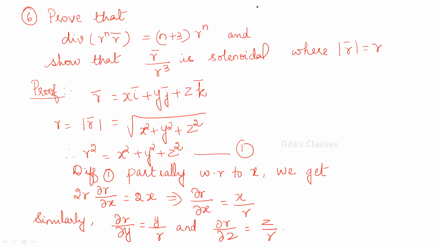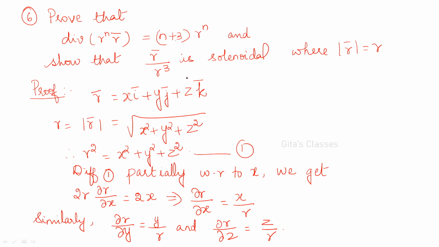Sometimes they will ask you to prove for what value of n it is solenoidal. For which value of n the vector will become solenoidal, or if it is solenoidal, find the value of n. So n is equal to what? n is equal to minus 3. Okay, if you substitute n is equal to minus 3, this will become 0, right? Then it will become solenoidal. That's what we have to prove.